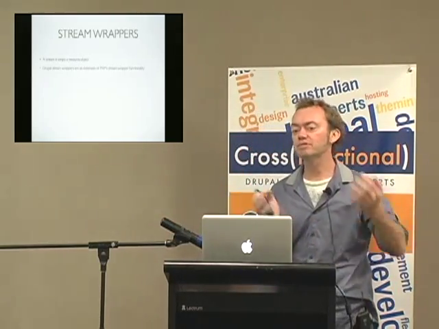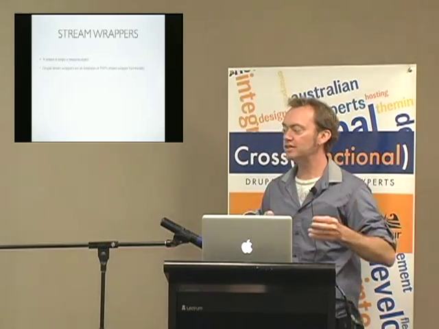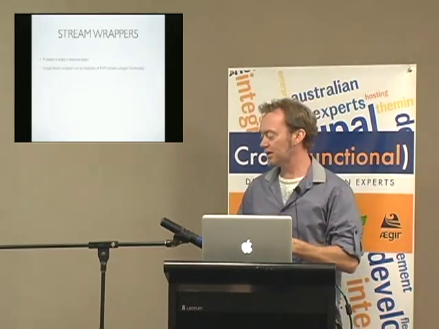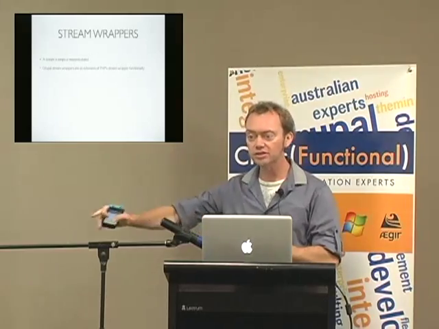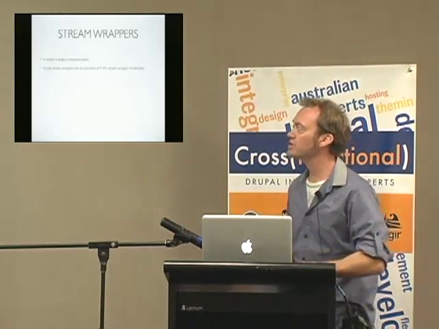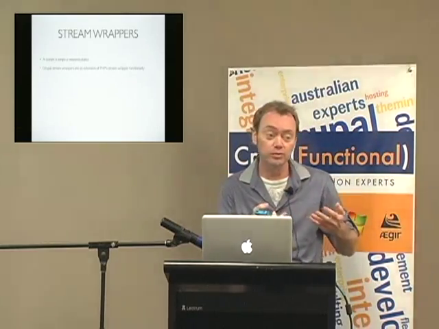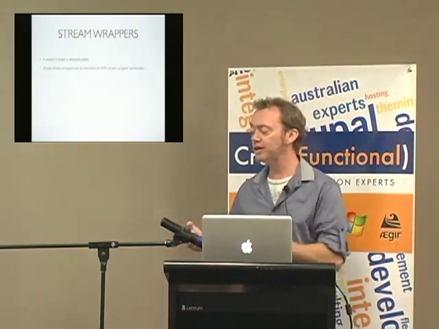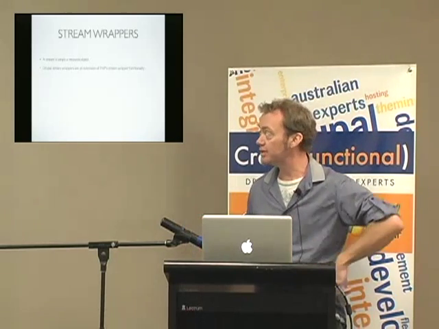Stream wrappers give you that abstraction, which means that you can be completely unaware of what kind of stream you're dealing with. You can just refer to it using the same functions. And then it's the job of the stream wrapper to interpret your requests and handle the data in the way that is appropriate for that stream.